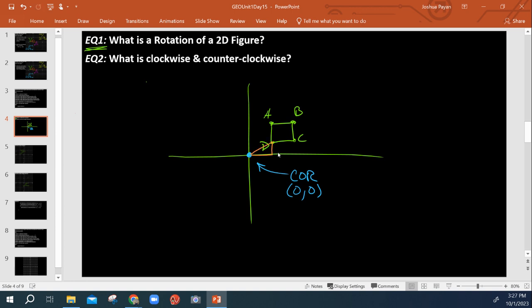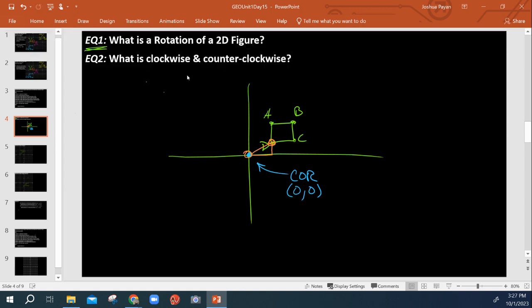You can see here in orange what I'm doing. I'm connecting one of my vertices to my center of rotation using this right triangle here in orange, right? And the reason for that is I'm going to rotate this rectangle about this center of rotation and maintain this same distance, right, from where I was originally, right?